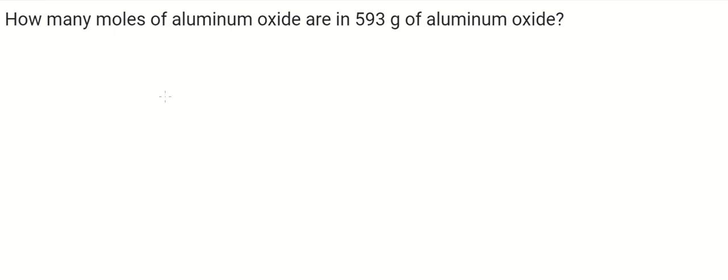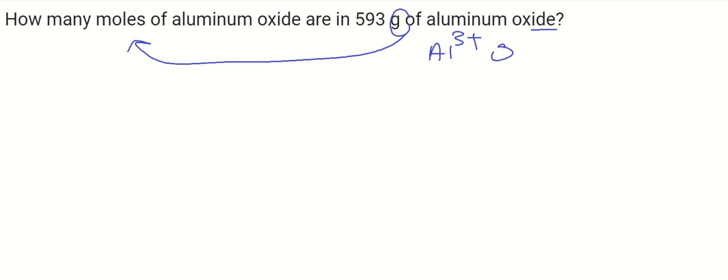Another conversion. Let's go with blue. Grams to moles. We need the molar mass. You need your periodic table. All right, let's get the formula first. Aluminum has a 3 positive charge. Oxide, notice the ide, that's oxygen. That's a 2 negative charge. Crisscross those charges to get the ratios of the elements. So it's Al2O3.